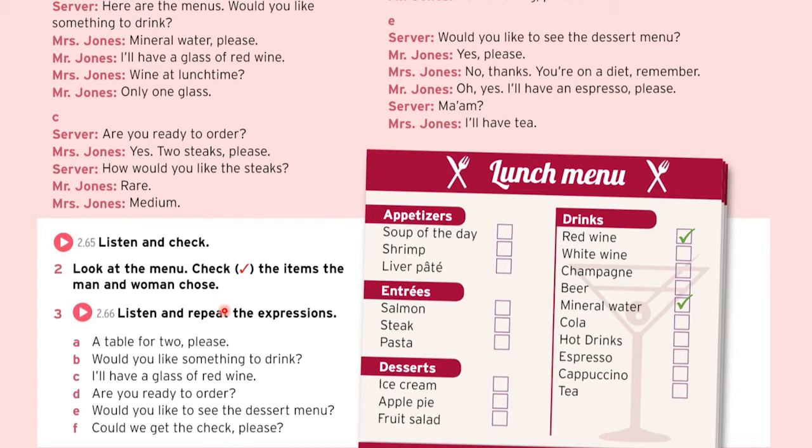Very good. Now, let's explain a little bit what each of these expressions mean. For example, in the letter A, we have a table for two, please. This is a phrase you use when you're gonna eat only with one more person. That it is you and one more. So it is a table for two. If you're going with your family and your family are 4 members or 5 members, well, you will say a table for 4 or a table for 5, please. Alright?